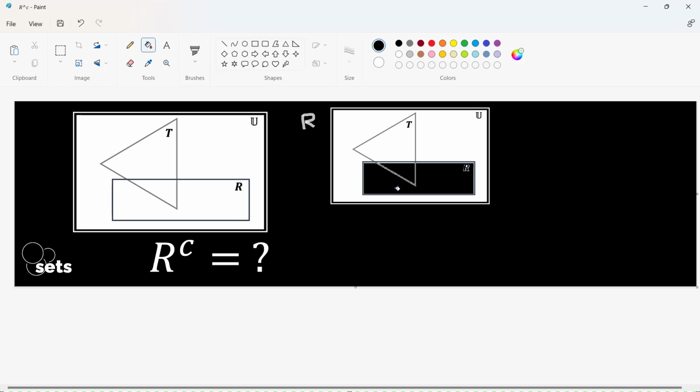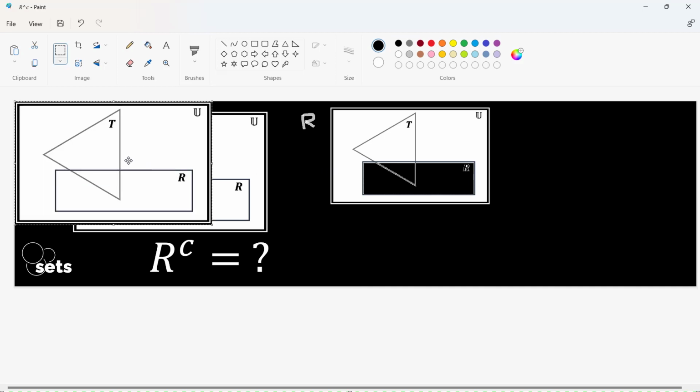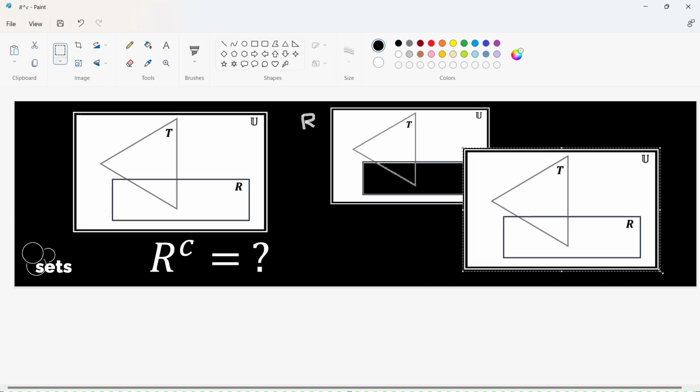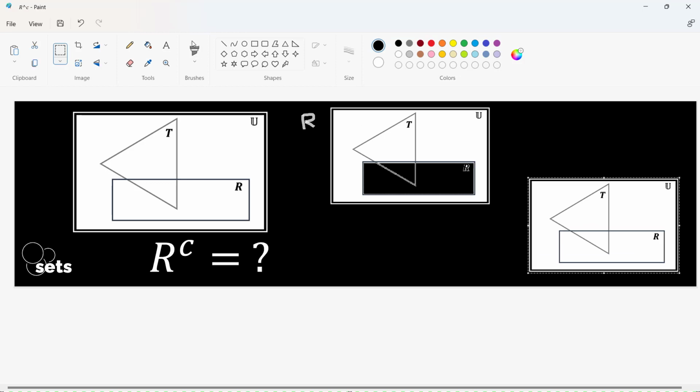And since we are tasked to show a Venn diagram for the complement of set R, we are going to shade regions outside this rectangular region but still inside our universal set. Let me show it here. This would be our figure now for our R complement. So this is our R complement. Complement means everybody or everything else aside from the set concerned.